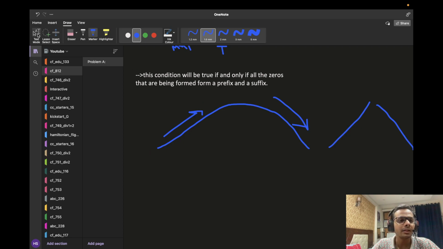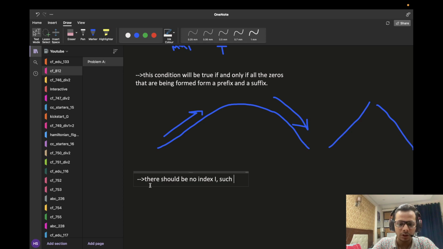So the answer will be yes if and only if we have an array like this or this or this. In other words, there should be no index I such that the maximum element in 1 to I minus 1 is greater than A of I, and the maximum element in I plus 1 to n is greater than A of I. So this is the only condition.